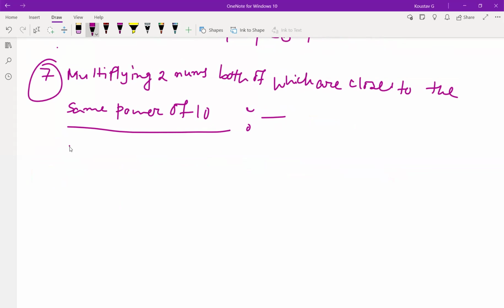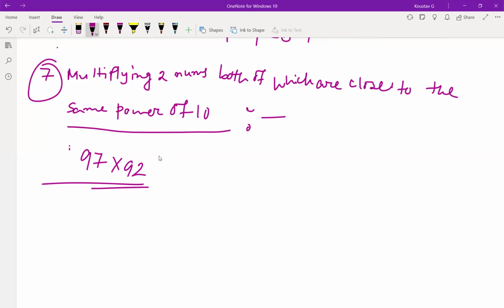So what will you do? Suppose 97 multiplied by 92. For this, we call 100 the base, and we will write the two numbers with the difference from the base, including the sign, obviously.